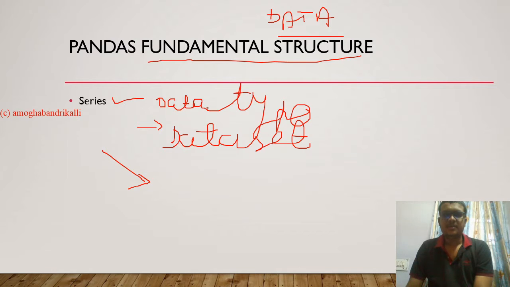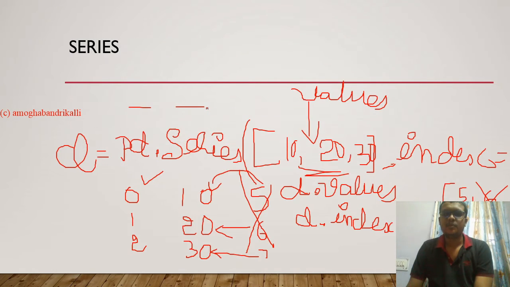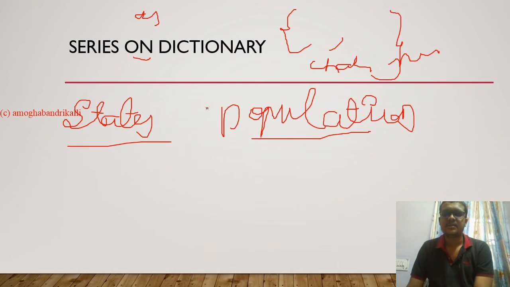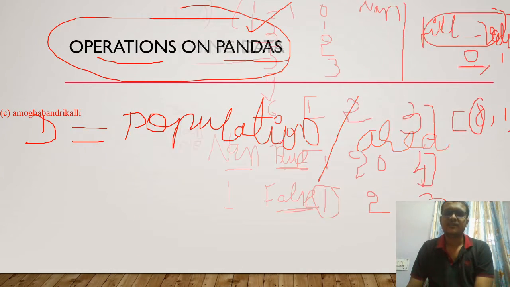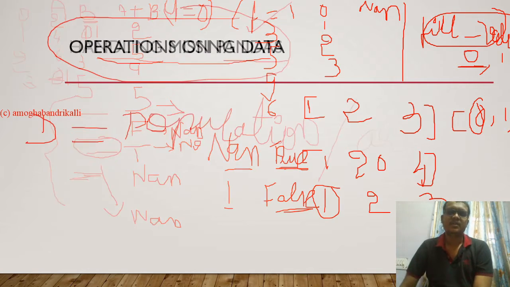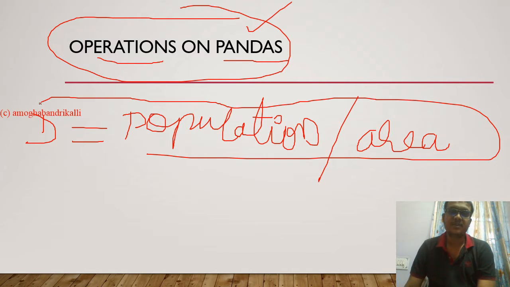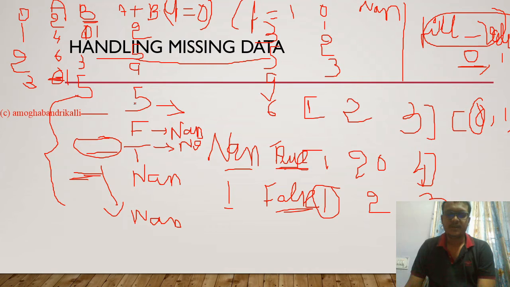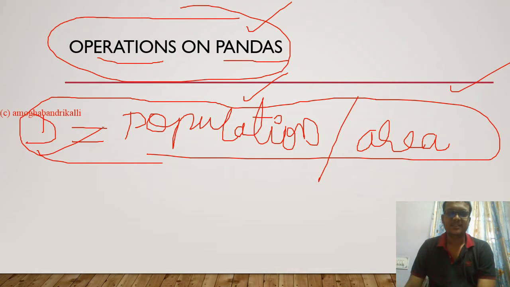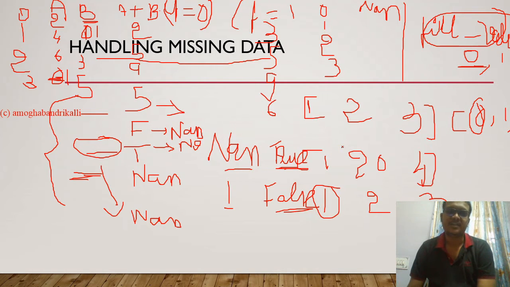Next, the fundamental structures, series, data frame and index, we have just seen. How to create a series, how to create a dictionary of series, and we created a data set of populations of five states with population and area, and performed some operations on it. This population and area were created using series on dictionaries, and we computed the population density by dividing population by the total area of the respective state.